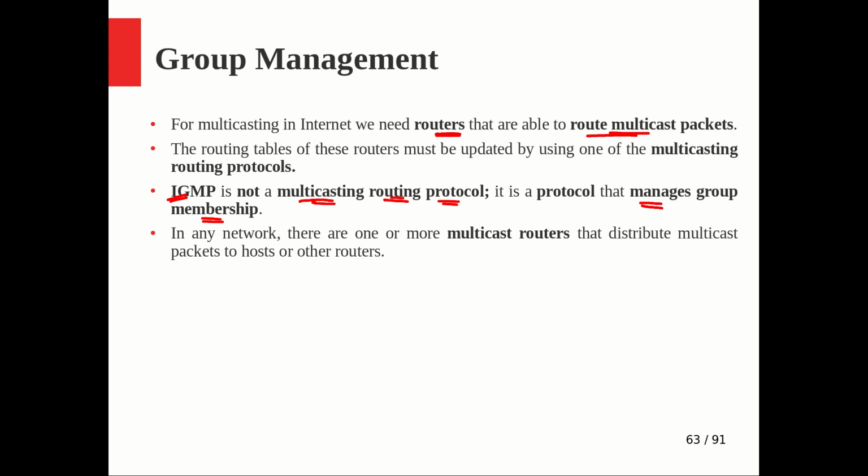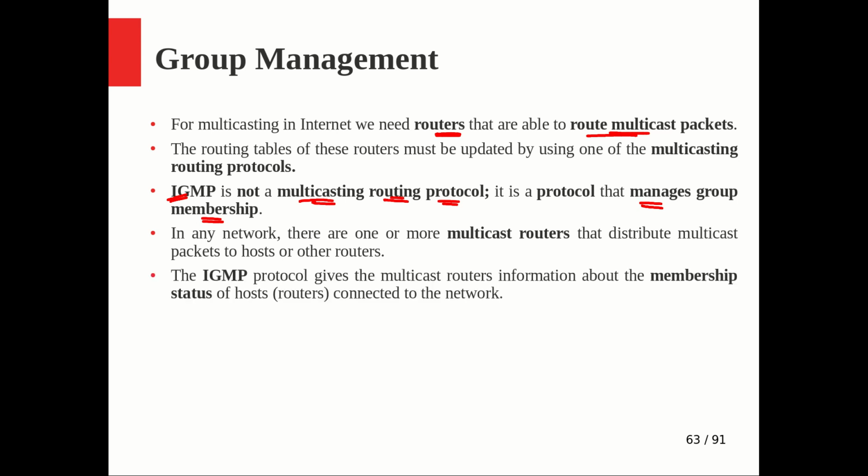Now in any network, there are one or more multicast routers that distribute the multicast packets to hosts or other routers. We will see that. You can make use of a single multicast router or more than one. The IGMP protocol gives the multicast routers the information about the membership status of the hosts connected to the network. So given any network, which hosts wish to participate in a particular group or not, those membership informations will be communicated by the IGMP protocol to the multicast routers.